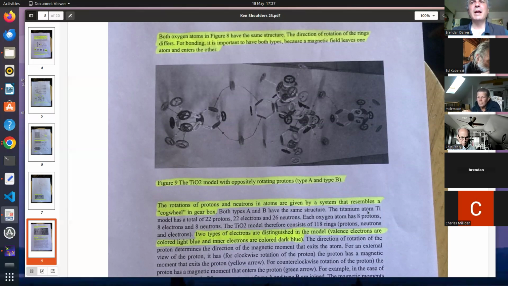The titanium atom Ti model has a total of 22 protons, 22 electrons, and 26 neutrons. Each oxygen atom has 8 protons, 8 electrons, and 8 neutrons. The titanium dioxide model therefore consists of 118 rings, protons, neutrons, and electrons. Two types of electrons are distinguished in the model. Valence electrons are colored light blue, and inner electrons are colored dark blue.